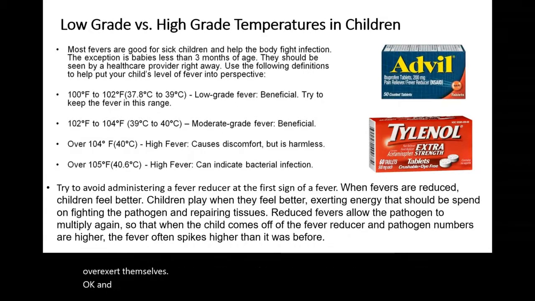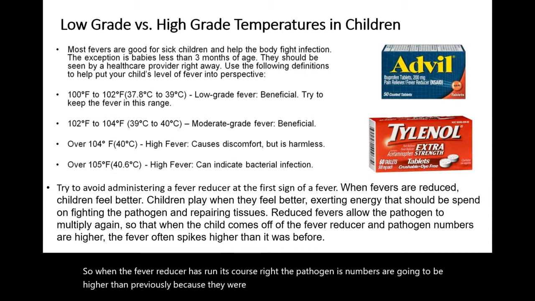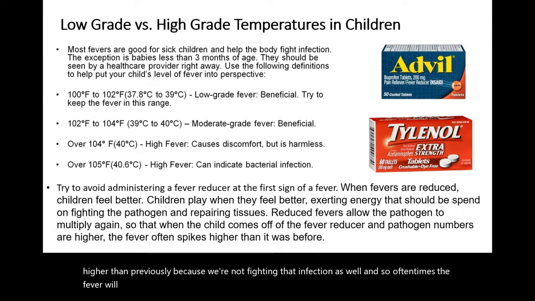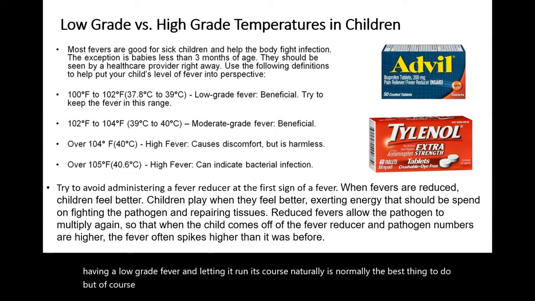And so when the fever reducer has run its course, right, the pathogen numbers are going to be higher than previously because we're not fighting that infection as well. And so oftentimes the fever will spike higher than it was before because now there's more pathogen present, okay? So having a low-grade fever and letting it just run its course naturally is normally the best thing to do. But of course, monitor fevers.